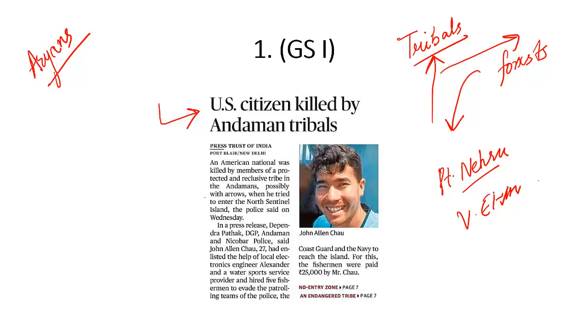The other area is the area where this US citizen was killed by the Andaman tribals, and that area is the North Sentinel Island. So that is what this issue is all about. An American citizen entered this protected area, the tribal area dominated by the Sentinelese, and ultimately he was killed by them. And those who facilitated this US citizen's travel to this protected area have been booked under law and the case has been registered.